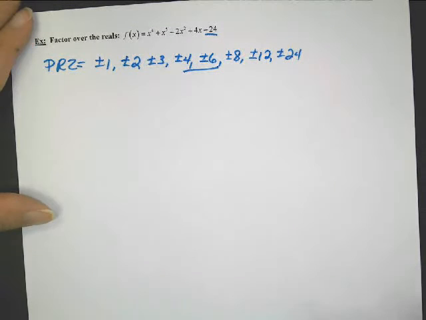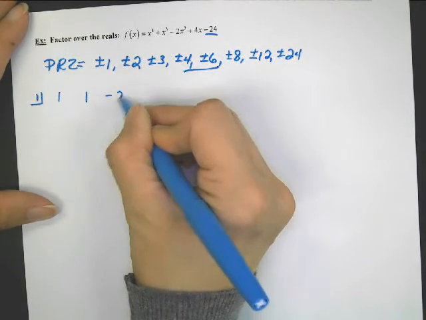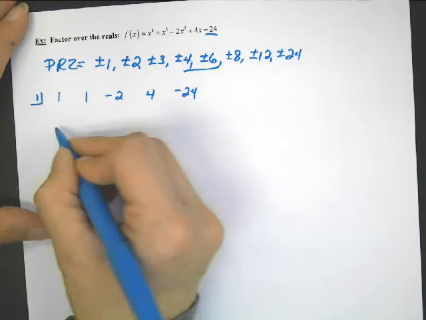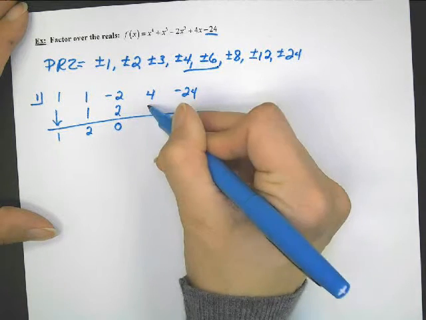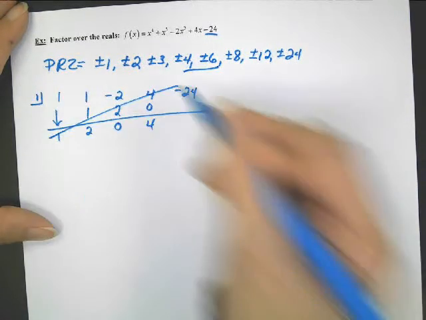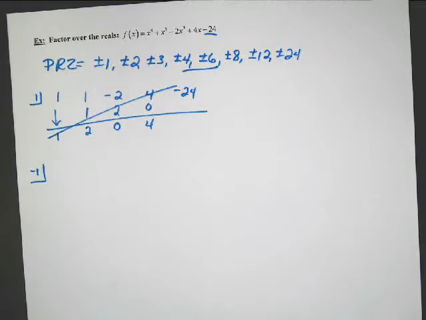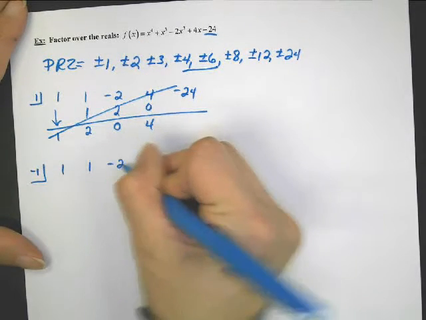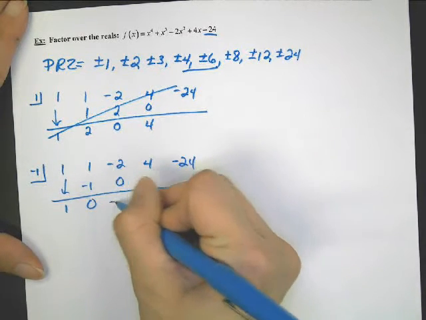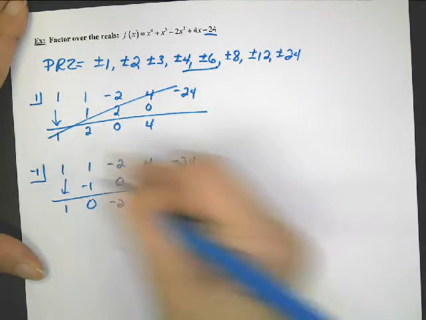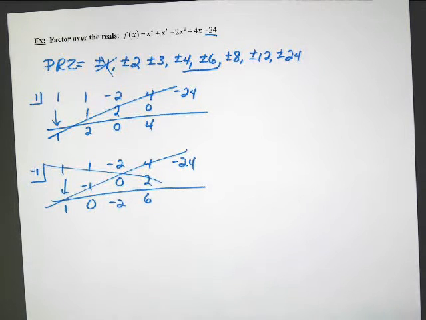Okay, and let's try a 1. The coefficients are 1, 1, negative 2, 4, negative 24. Does it work? 1, 1, 2, 2, 0, 0, 4. Nope, didn't work. If it didn't work now, it's never going to work. Let's try negative 1. Same coefficients as before. And we've got a 1, negative 1, 0, 0, negative 2, positive 2. 6 times, oh, didn't work. Okay, so there's no way the 1s are going to work. It's time to move on to the 2s.